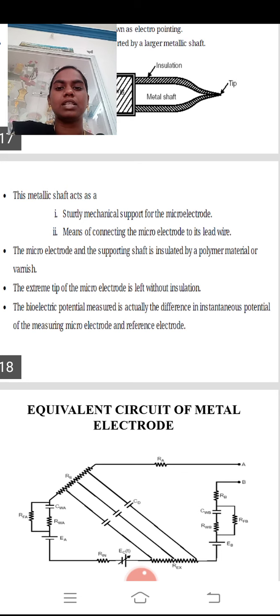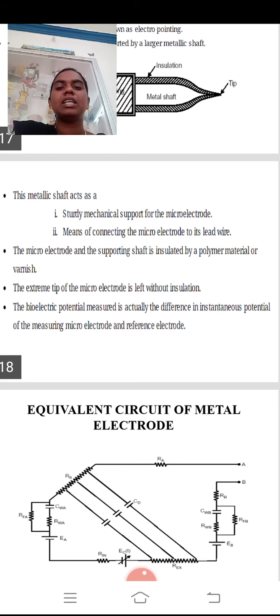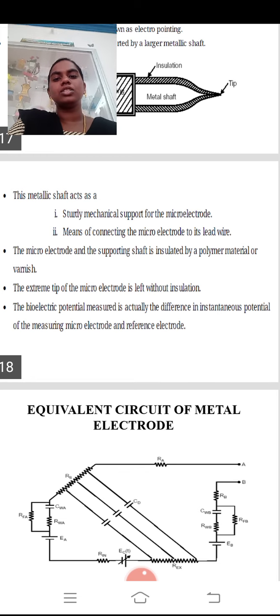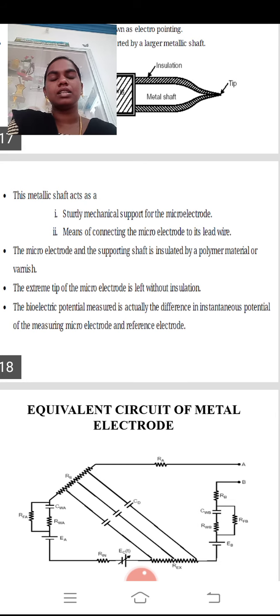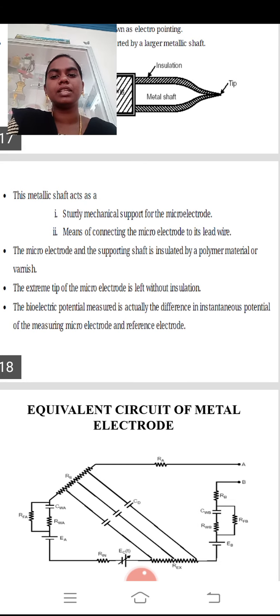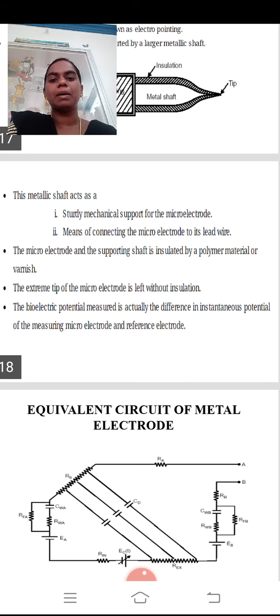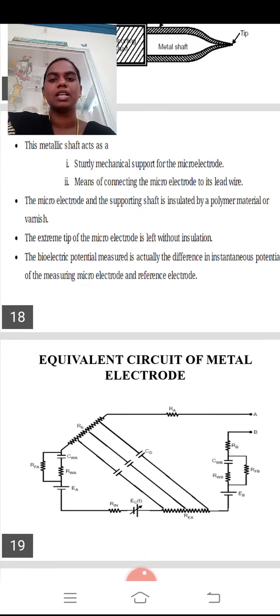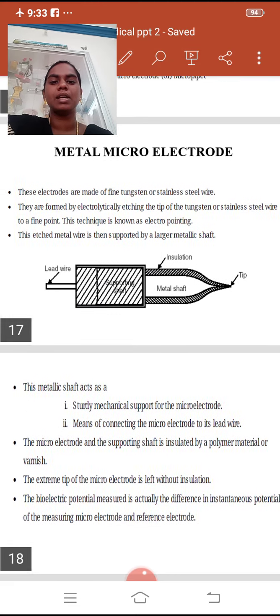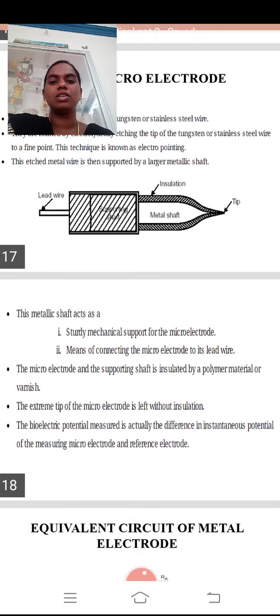The bioelectrical potential measured is actually the difference in instantaneous potential of the measuring microelectrode and the reference electrode. As I already told, the cell activity will be compared with one reference signal. According to the comparison, the error will be produced. From the error signal, we can further analyze the problem of the particular cell. Okay, so this is the metal microelectrode.